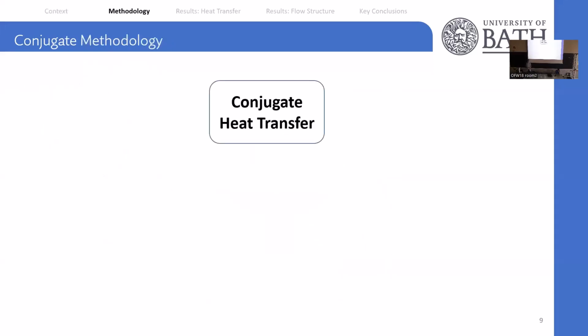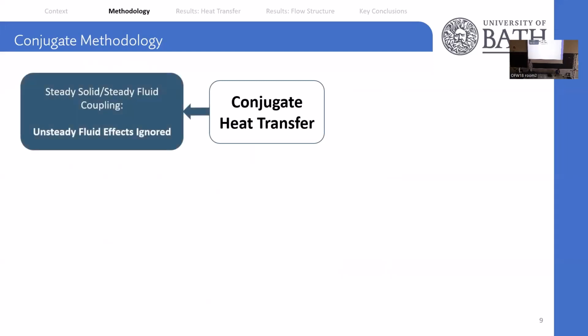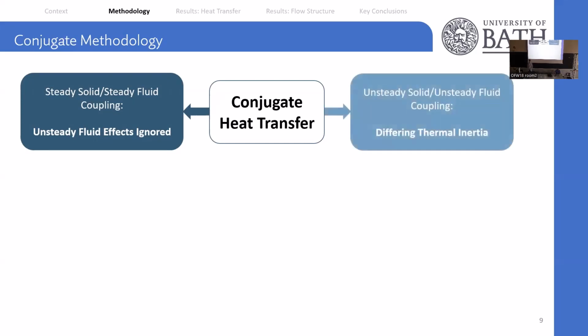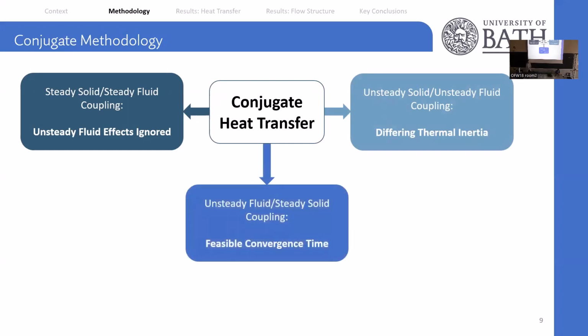Looking at the methodology, there are different approaches available for conjugate heat transfer. A steady solid coupled with a steady fluid would not be appropriate here, as while it would be very quick, we would not be able to capture those unsteady structures that are iconic to buoyancy-induced flow. However, using an unsteady solid with an unsteady fluid, while capturing these structures, would require an excessively long convergence time. And this is due to that difference in thermal inertia between the fluid and the solid. We've used an unsteady fluid coupled with a steady solid, as we can capture these unsteady structures while achieving a convergence in a more feasible time.